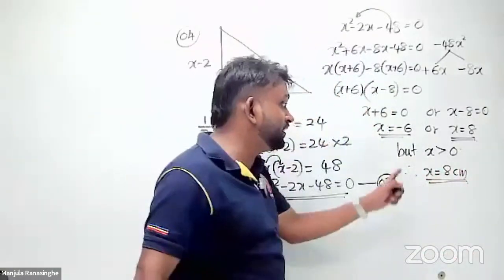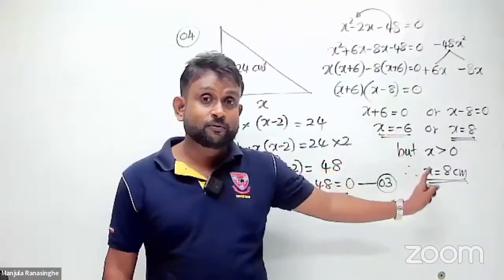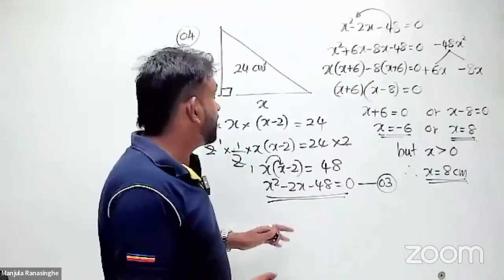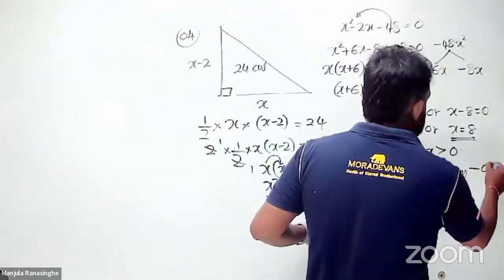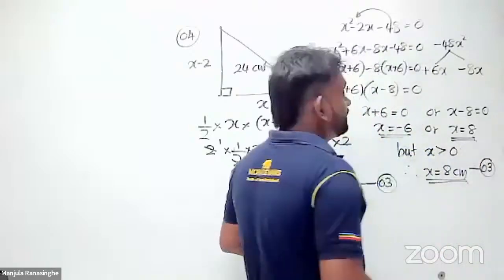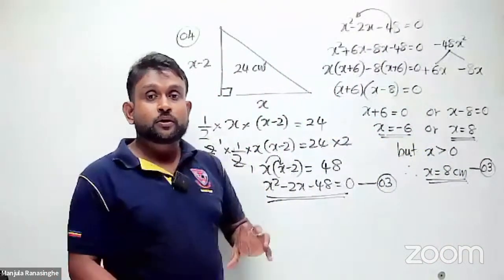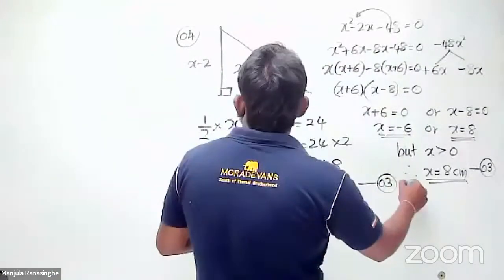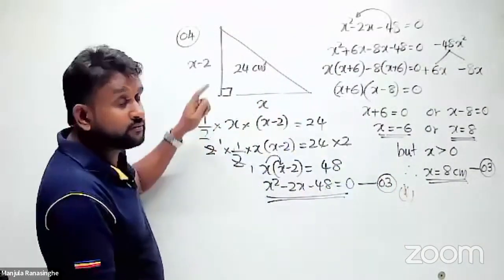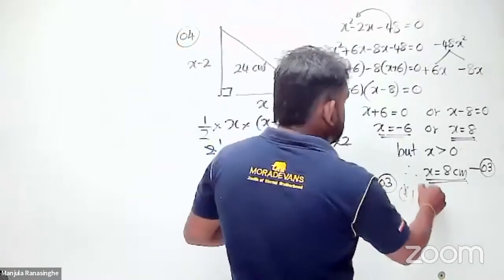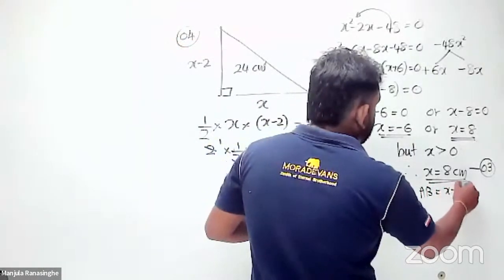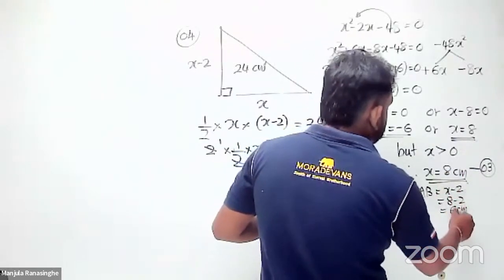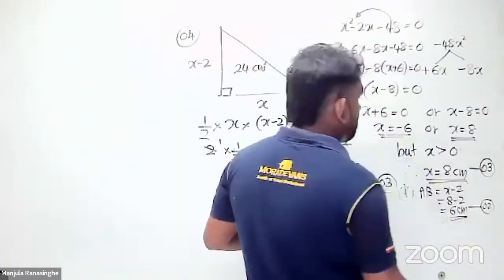So this is the argument. Reject this negative answer and finalize the answer, x as 8 centimeter. For finding this answer, you have another 3 marks. Then they are asking part 2, find the length of AB by solving the equation. Length AB means the side length, x minus 2, AB equals x minus 2. Now for x you substitute 8, 8 minus 2, that means 6 centimeter. For that one you have 2 marks.